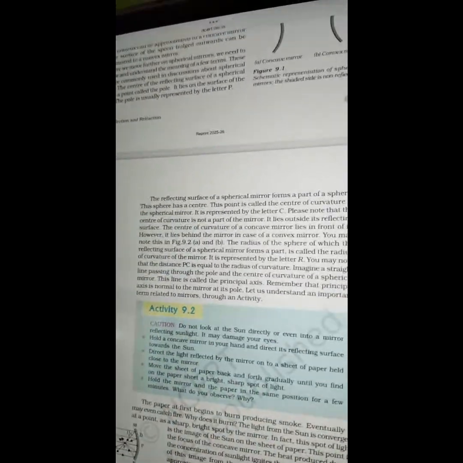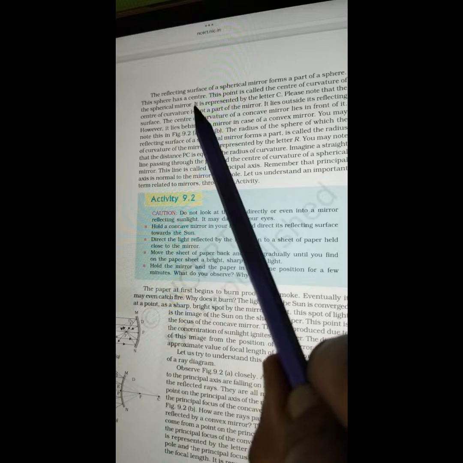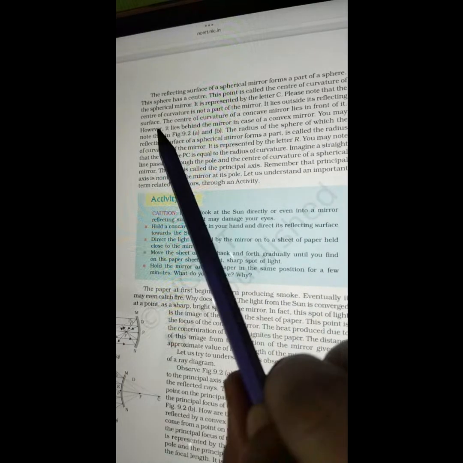Next page. I hope the screen is clear to everybody. The reflecting surface of a spherical mirror forms a part of a sphere. This sphere has a center. This point is called the center of curvature of the spherical mirror. It is represented by the letter C. Please note that the center of curvature is not a part of the mirror. It lies outside its reflecting surface.